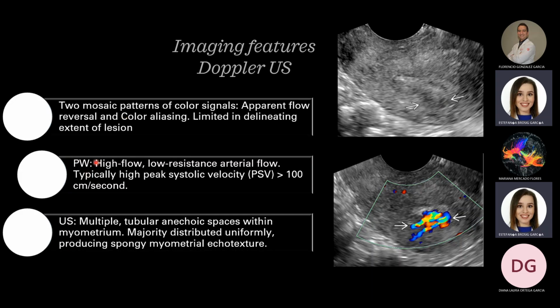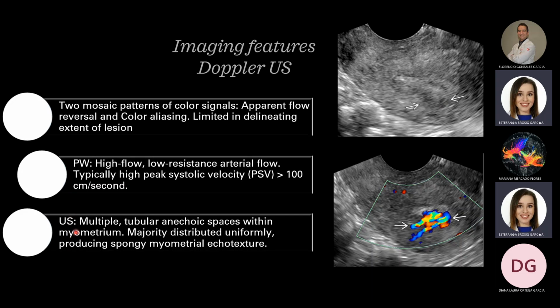During the examination with pulse wave Doppler, we can see high flow, low resistance arterial flow. Typically, high peak systolic velocity is above 100 centimeters per second. It is correlated with the necessity of treatment. I mean, it means the velocity is higher. It is more probable that the patient will need treatment surgically or by interventional radiology.